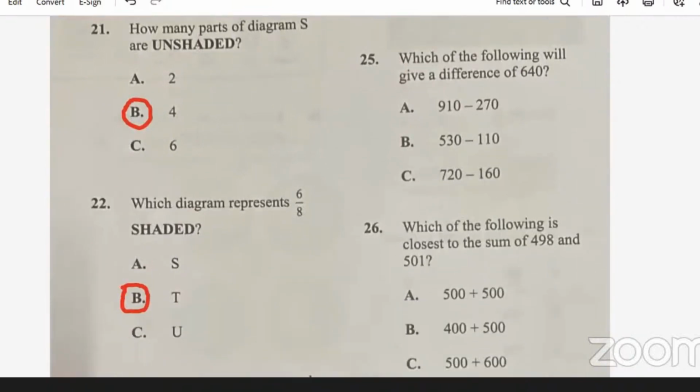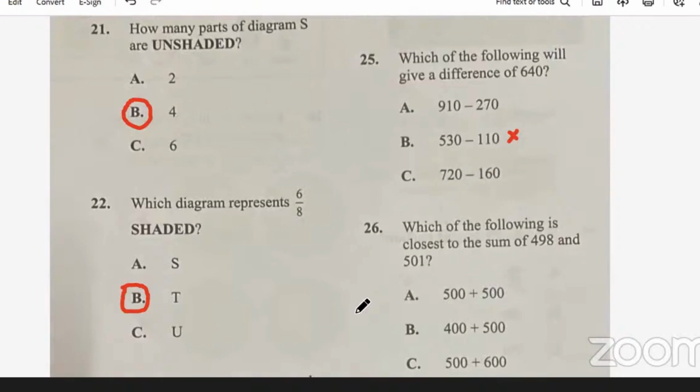Which of the following will give a difference of 640? Okay, so when we say difference, they already have the minus sign there, so you just subtract each of these to see. This could not be correct, first of all, because if you're subtracting from 500, it would not give us a difference of 600 and something, because we are subtracting. That means that the 500 is being reduced, so that could not be the answer. This could also not be the answer, but we'd have to work it out to see.